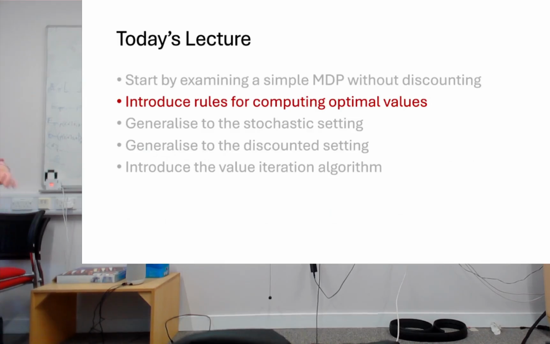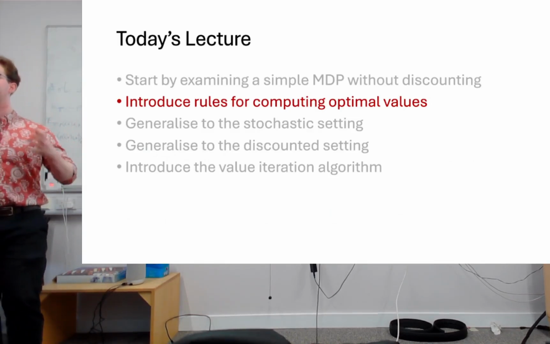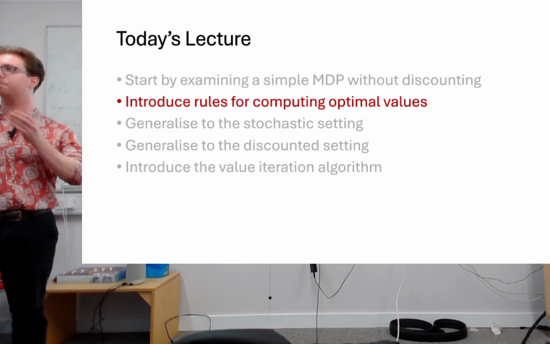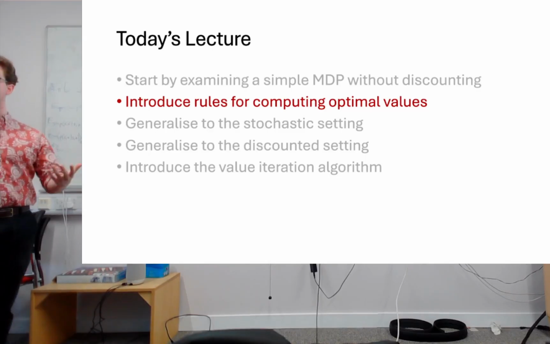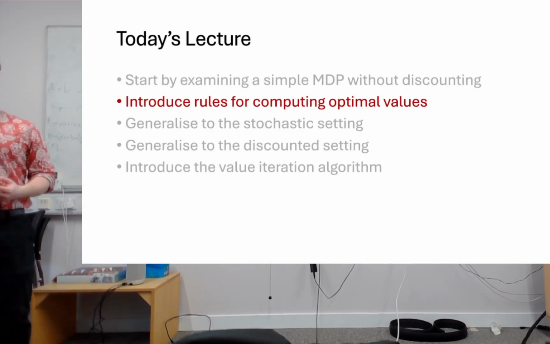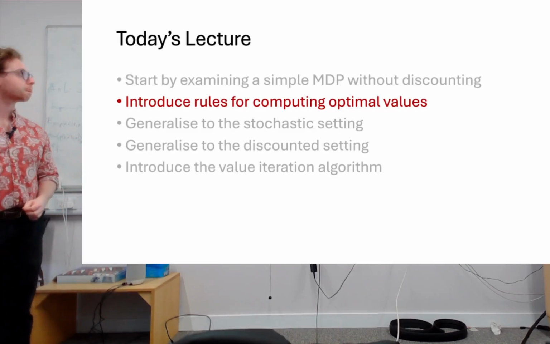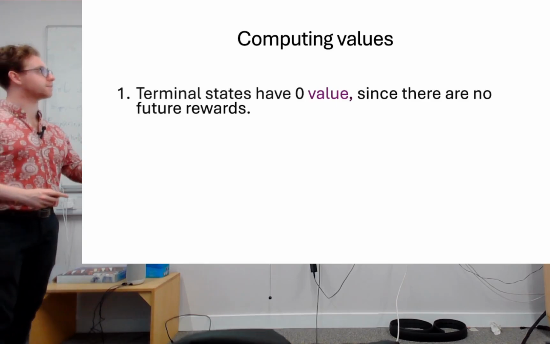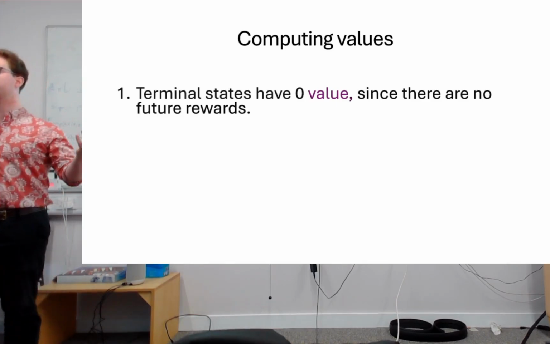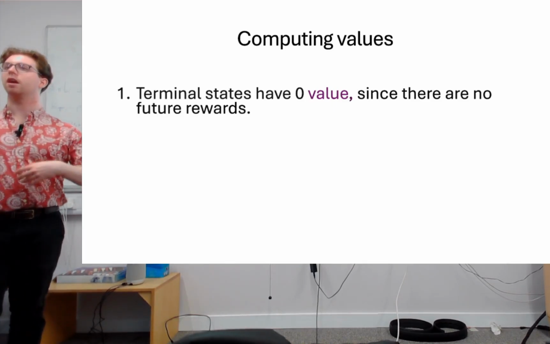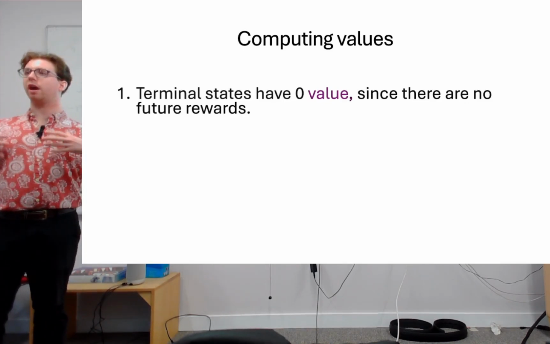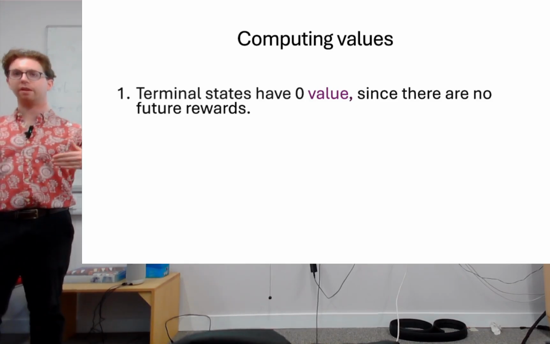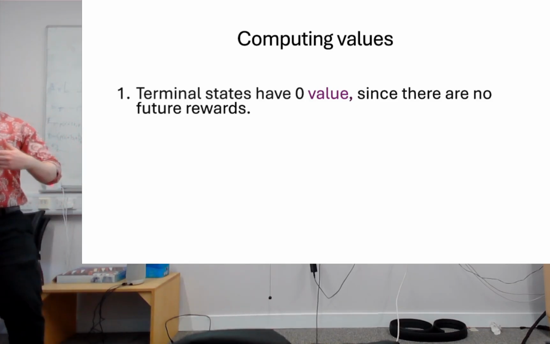All right, so currently I've told you some things about values, I've given you some intuitions. Now let's make it rigorous and see how we can apply it to this MDP. So now I'm going to introduce some rules that we can use for computing values that are based on these different intuitions. Rule 1: terminal states have 0 value because there are no future rewards. As I said earlier, we know the future at terminal states. At a terminal state, there is no future. We're done. And so we know the value of terminal states.